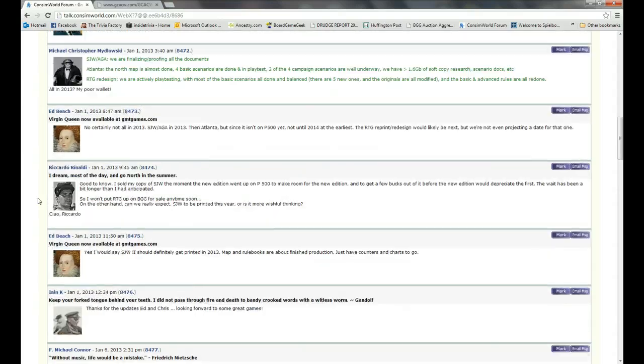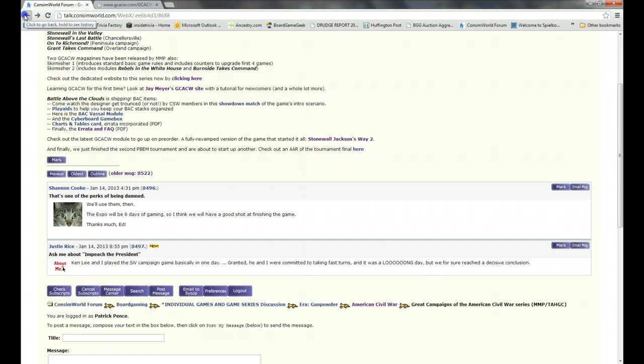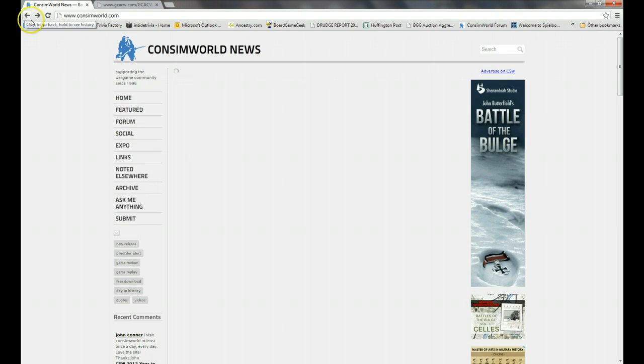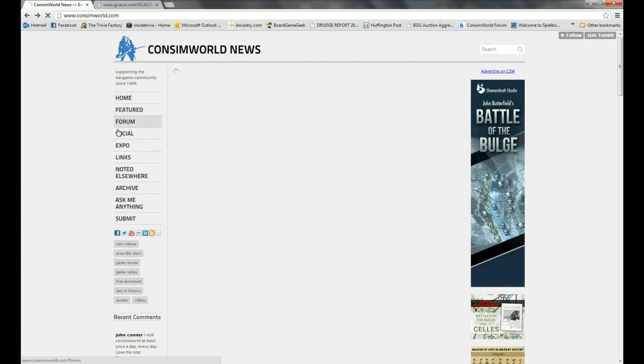But this is a terrific resource, so I encourage everybody to go out there and check out Consim World. Some find it a little daunting, perhaps not as easy to use as the layout of Board Game Geek, but I find both of them quite good. So definitely take a look at it, and you have a lot of resources there. The next thing I want to show you here on the Consim World site, I'm going to go back a couple of steps here to the main page, and take you right back out to the main Consim World site.